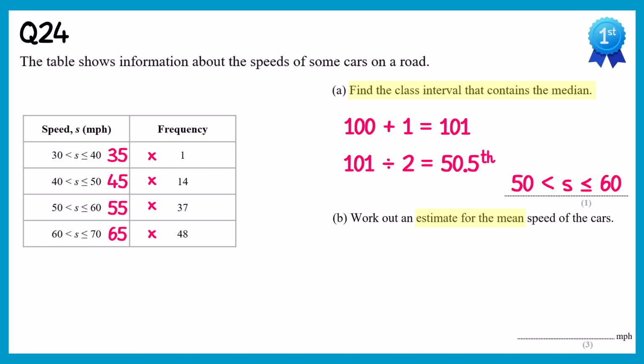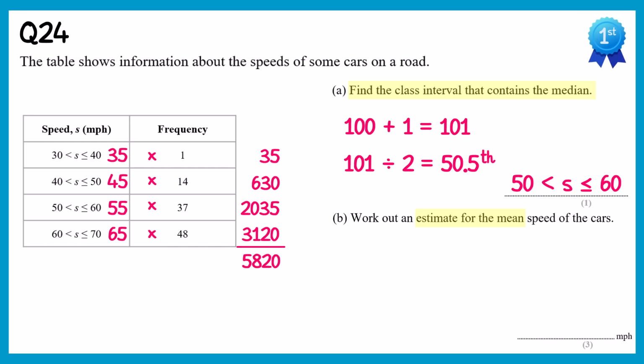So 35 times 1, which is 35, 45 times 14, which is 630, 55 times 37, which is 2035, and 65 times 48, which is 3120. If we then add up this final column, we get a total of 5820. This represents an estimate for the total speeds of all of the cars.